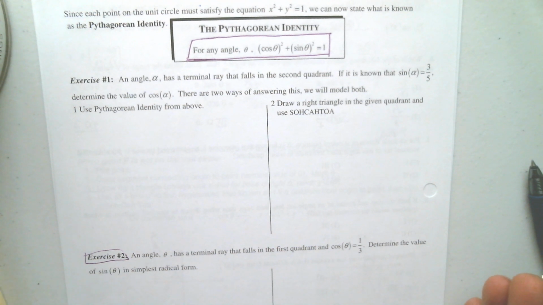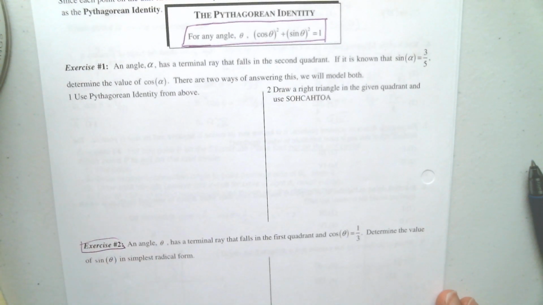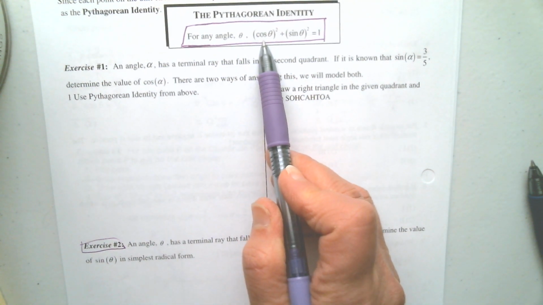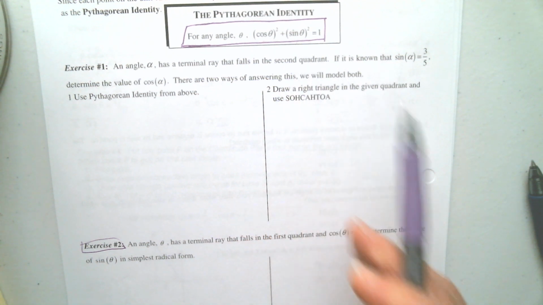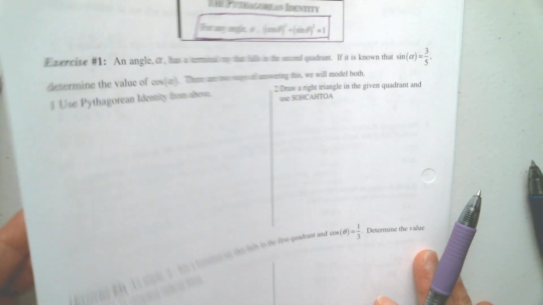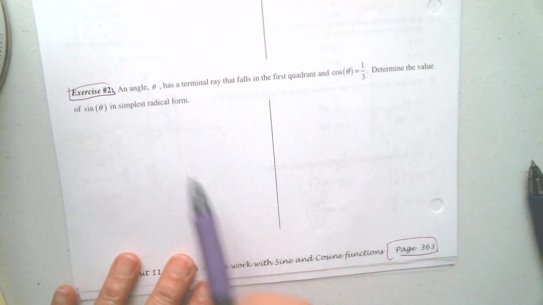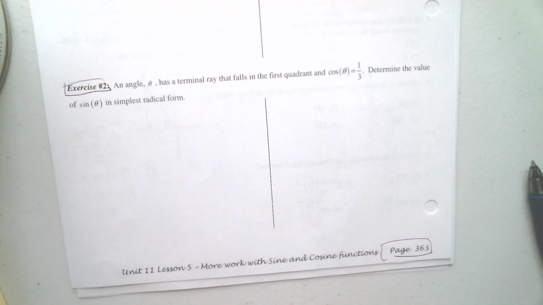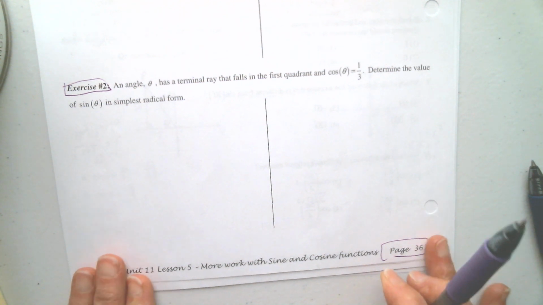So sometimes you're going to be given just maybe the sine or the cosine of an angle, and you want to find, well, if you're given the sine, what's the cosine of that angle? Well, you can use this: cosine theta squared plus sine theta squared equals 1. So in exercise number 2, it says an angle theta has a terminal ray that falls in the first quadrant, and cosine theta is equal to 1/3. Determine the value of sine theta in simplest form.